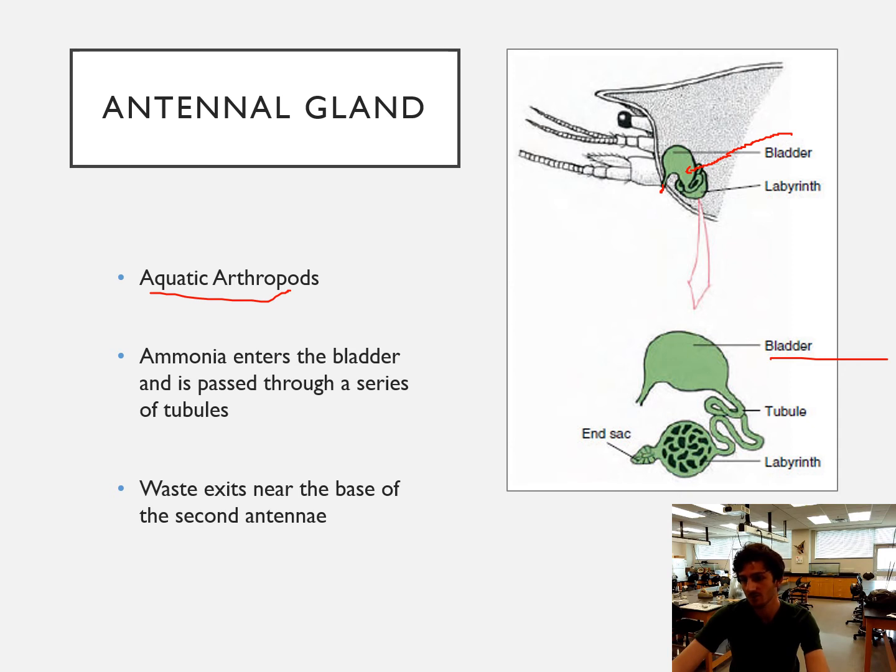It passes through these tubules where all fresh water is removed. So it's keeping fresh water inside its body and then passing ammonia outside of its body out of that end sac, which is right here at the base of that second antenna. That's why it's called an antennal gland. It used to be called a green gland, but they changed the name to antennal gland. And it's named that because the exit is right by the base of its second antennae.